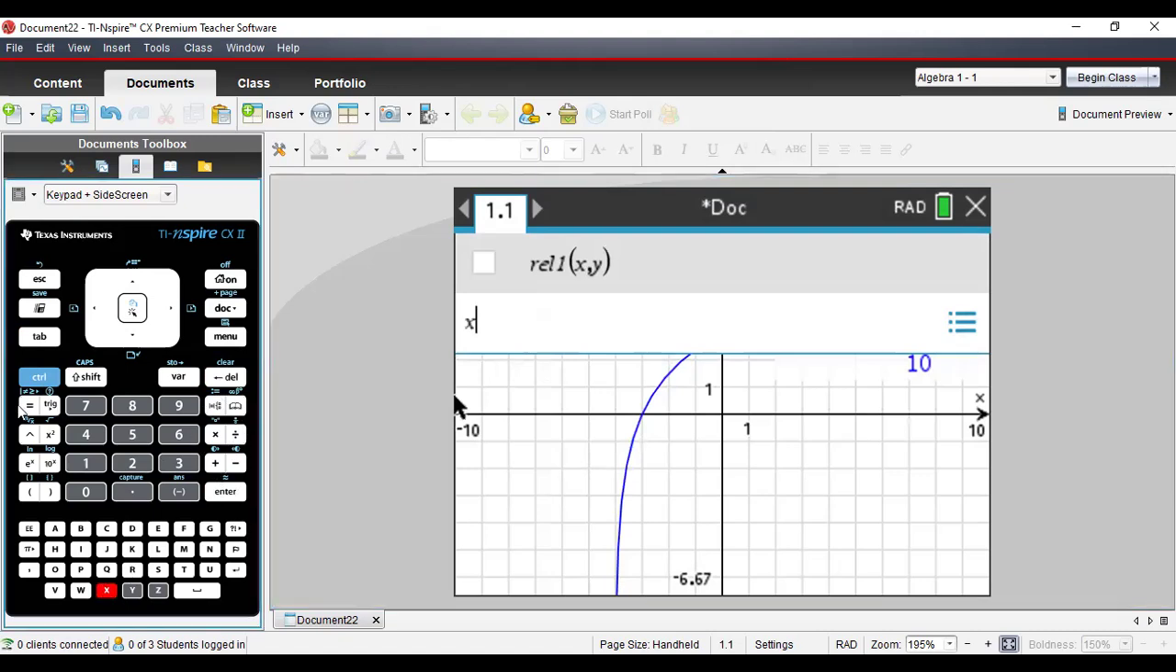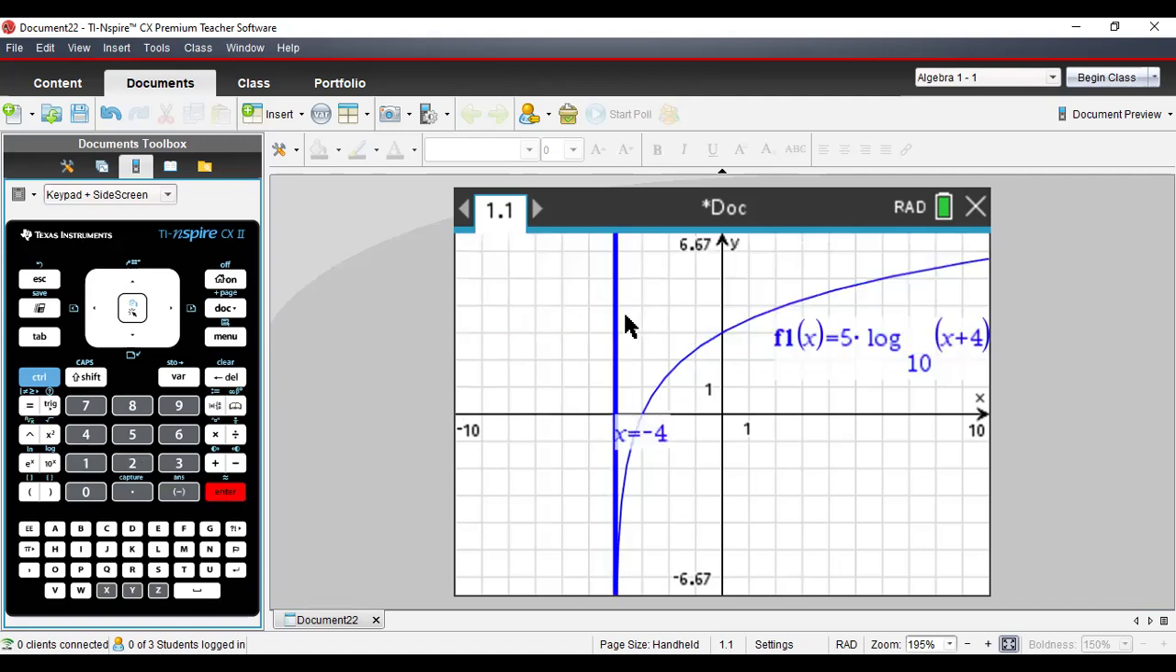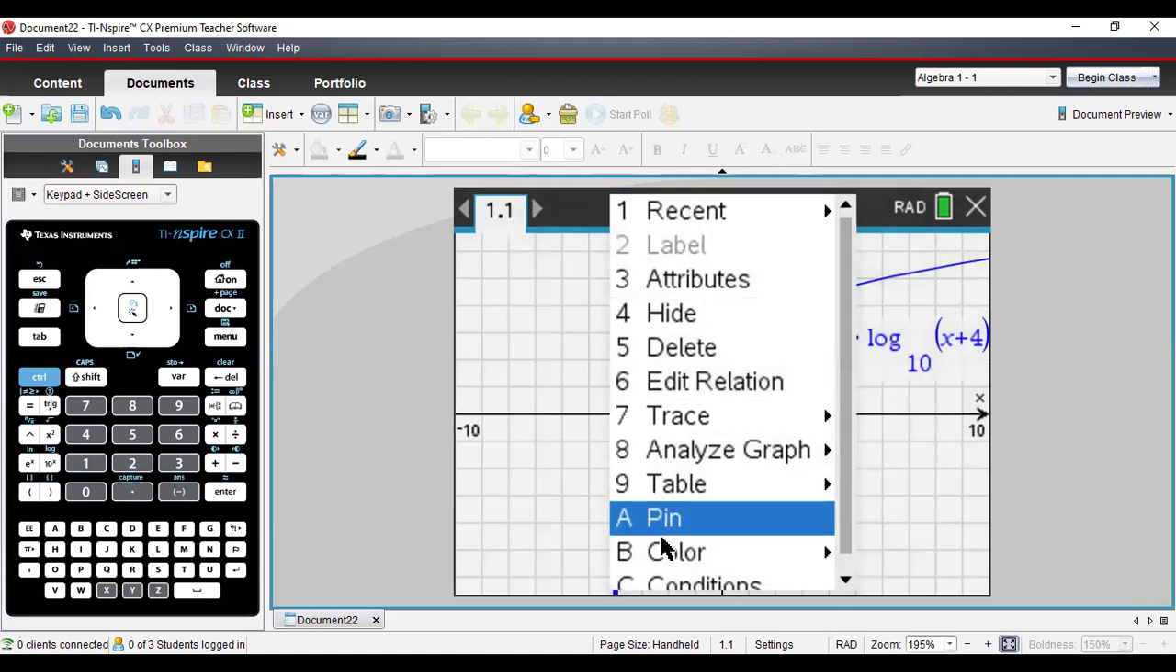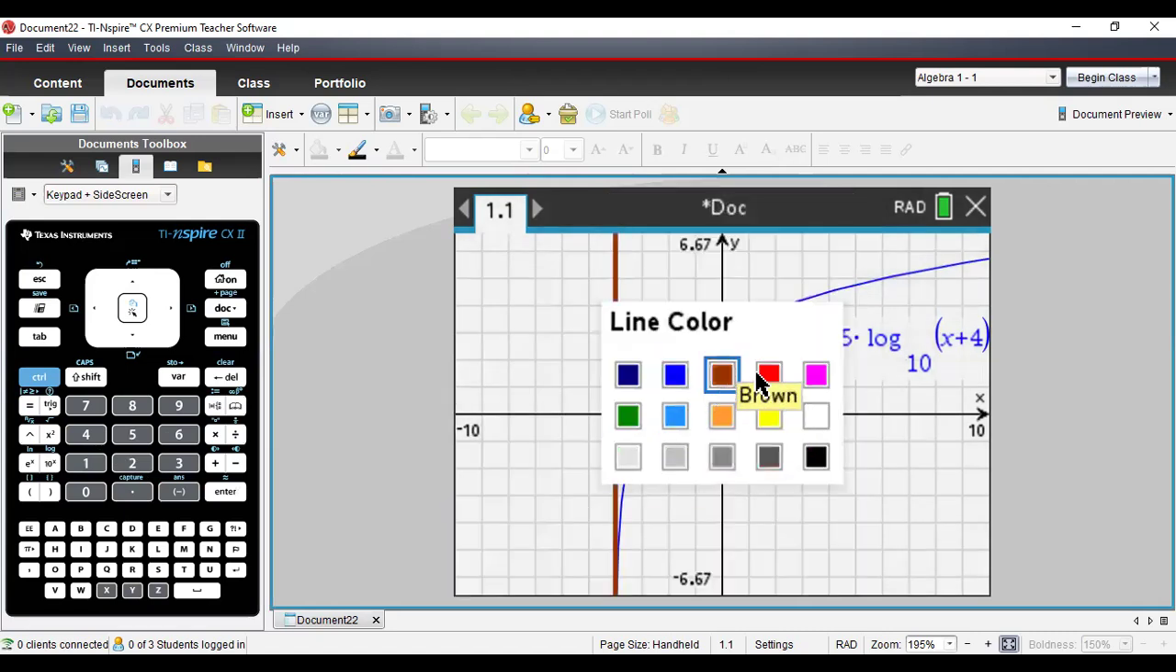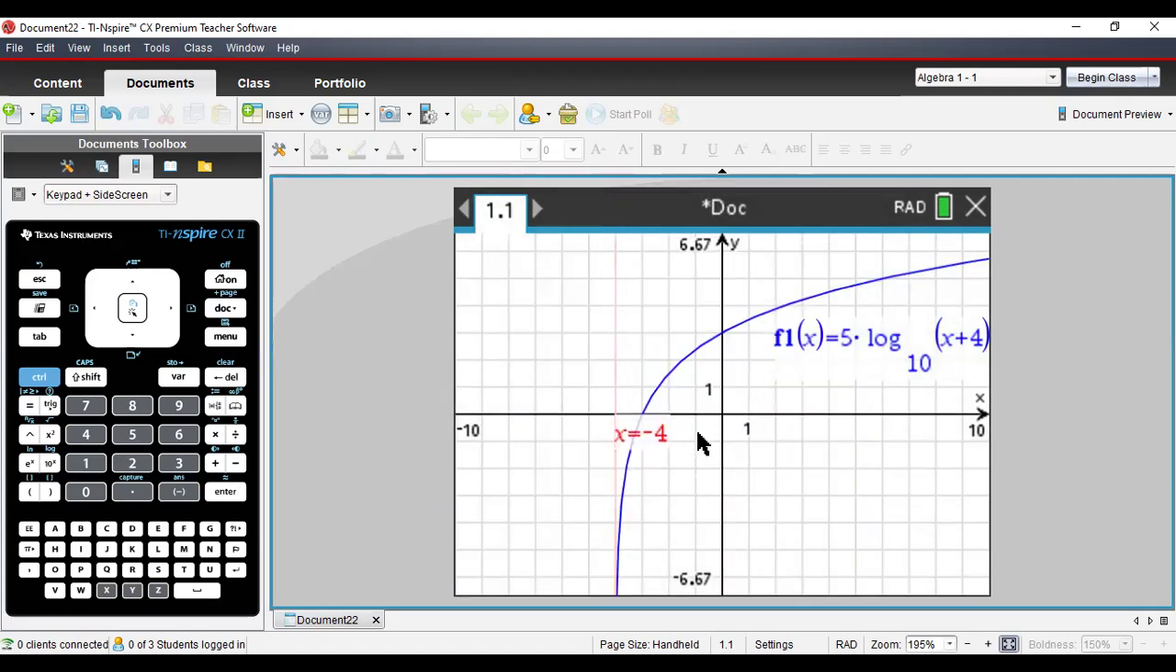X equals -4. And I want to change the color so you guys can see it. Line color, I'm going to make that red. So look, you can see that this blue line is going down and it looks like it's touching the red line, but it's not. It's getting closer and closer and closer to the x equals -4 vertical line, but it never touches. That's the definition of an asymptote.